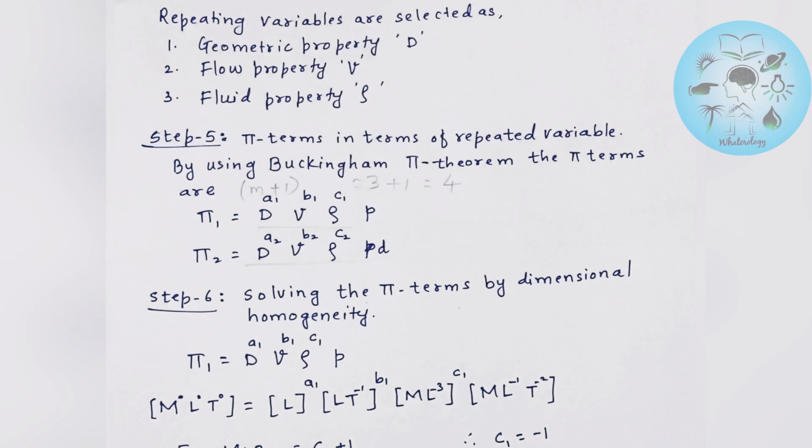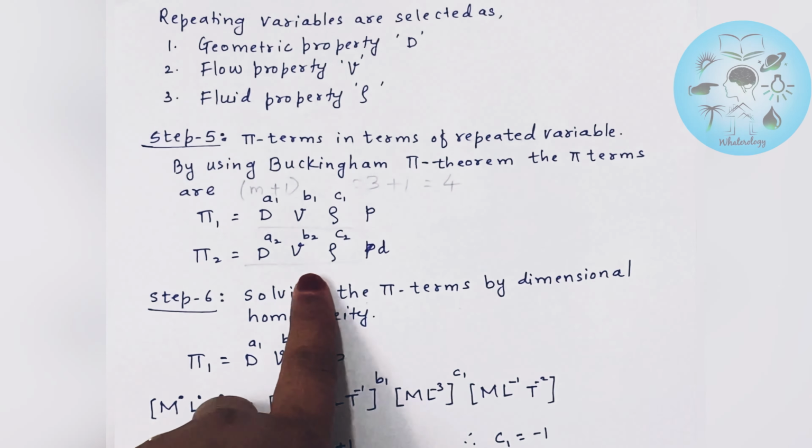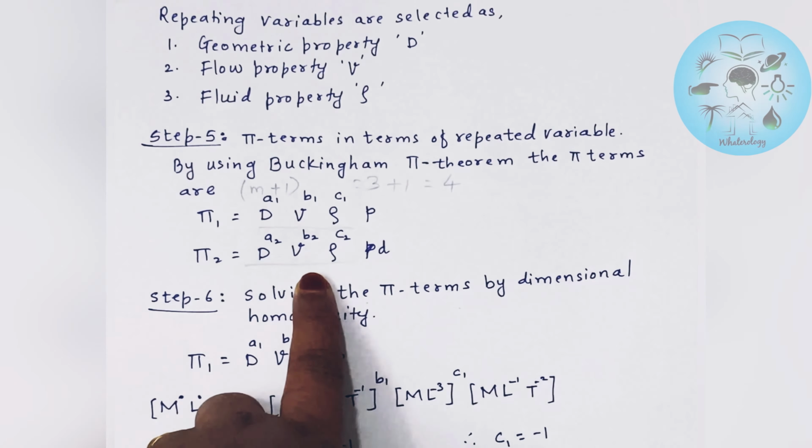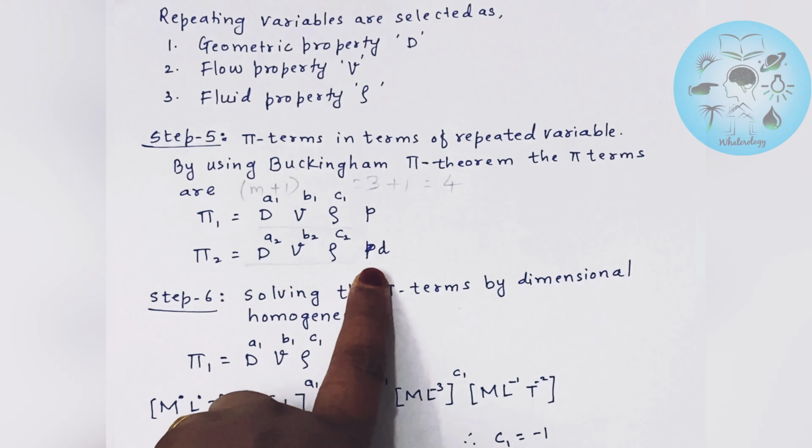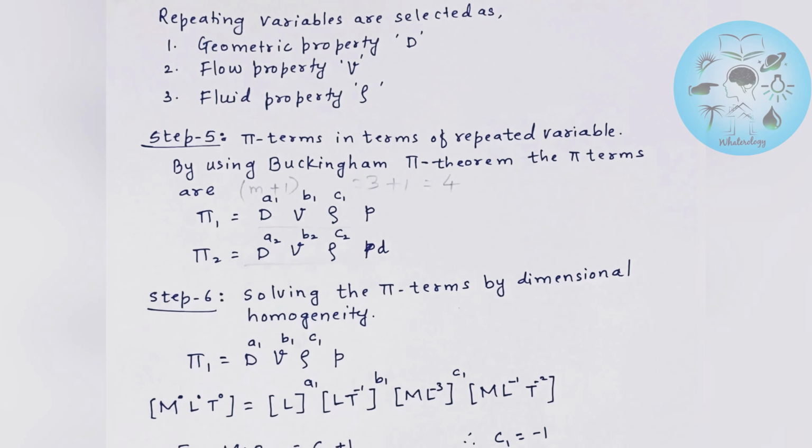Except the repeating variables, the fourth term will be the compulsory non-repeating variable. Out of the total 5 variables we have in this question, 3 we have already selected. So there will be only 2 remaining variables. Those 2 we will write as non-repeating variables, that is P for pressure drop and D for the diameter at throat. Now step number 6. From here onwards it is purely mathematics. So we will see how to solve the pi terms one by one.